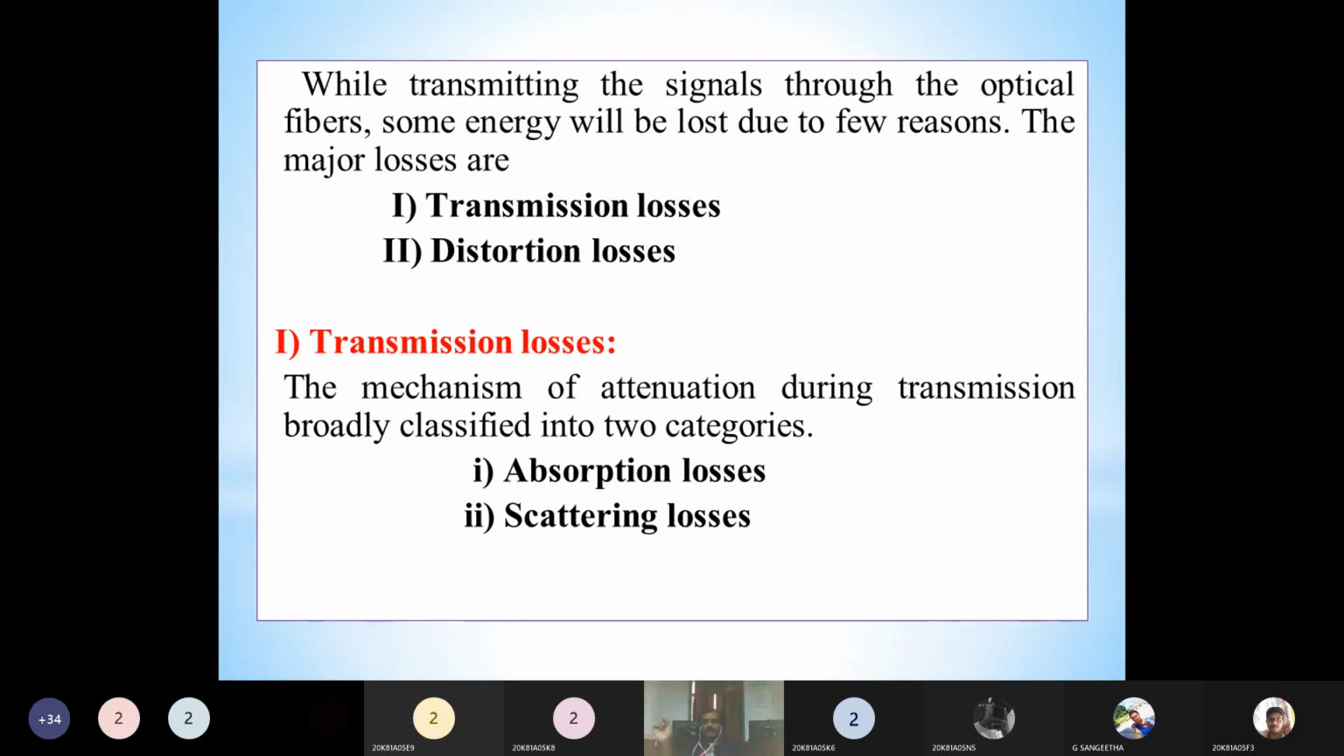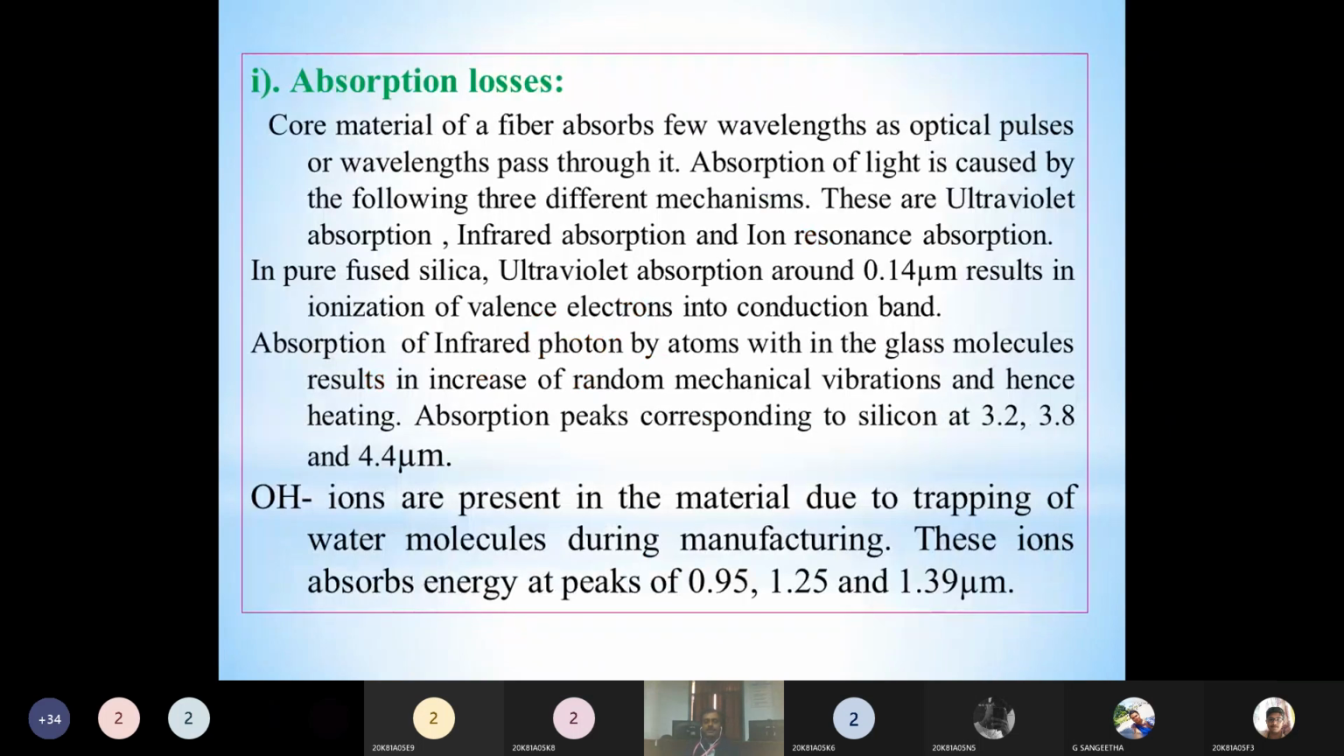Okay, attenuation is nothing but a loss of strength or power. In that there are two types of losses: one is the transmission loss, another one is the distortion loss. First of all we will discuss the transmission loss. While the optical wave is traveling inside the optical fiber, in that transmission there will be some losses. Those losses are absorption losses and scattering losses. First of all, what is the absorption loss? We will discuss that.